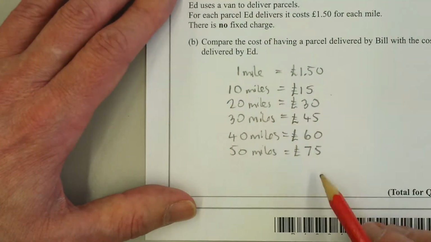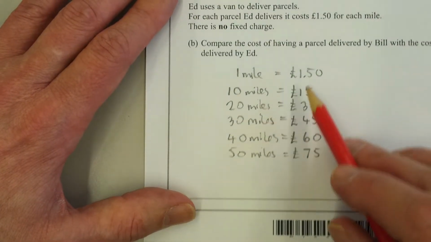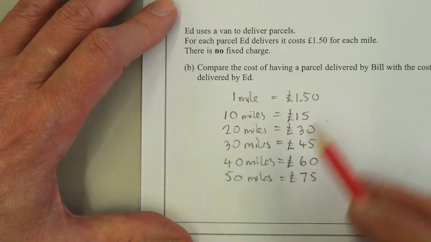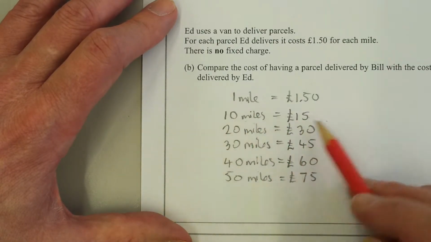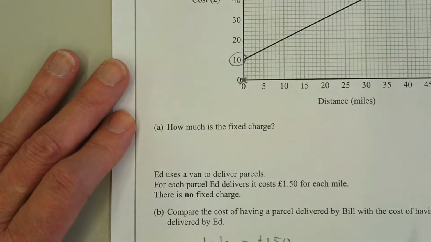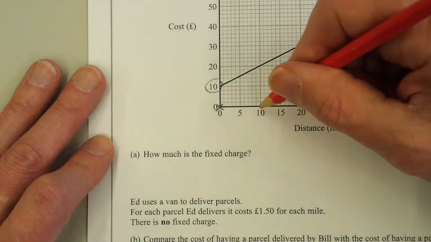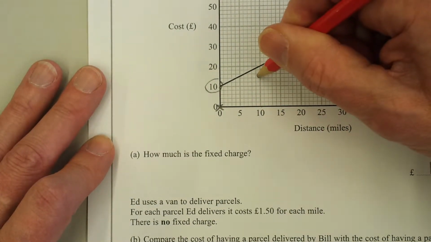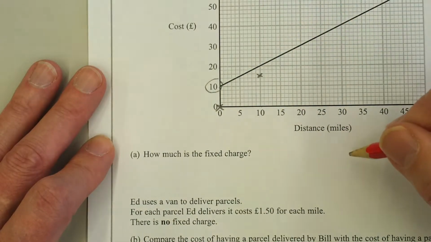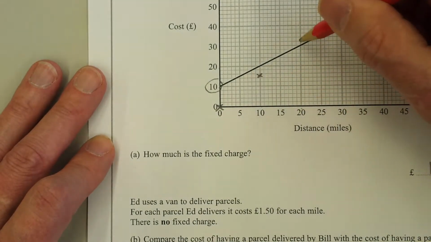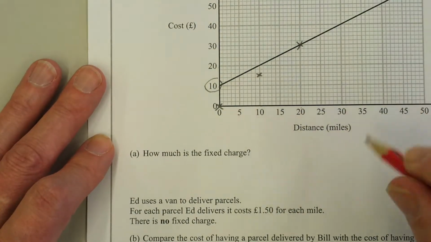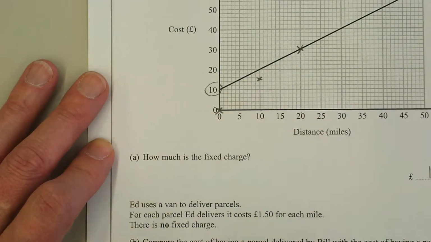Now we'll plot these points on the graph. The £1.50 is quite difficult to plot, so we'll start at 10 miles and £15. So going back to the graph, 10 miles, £15 is right in the middle there. 20 miles and £30 is there, and as you can see, they're at the same point for both graphs there.